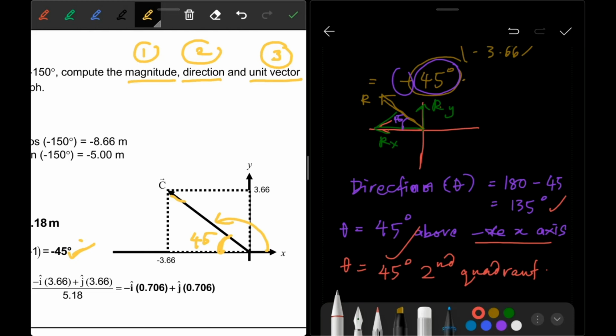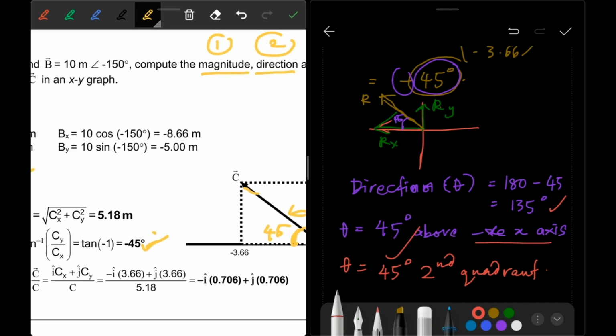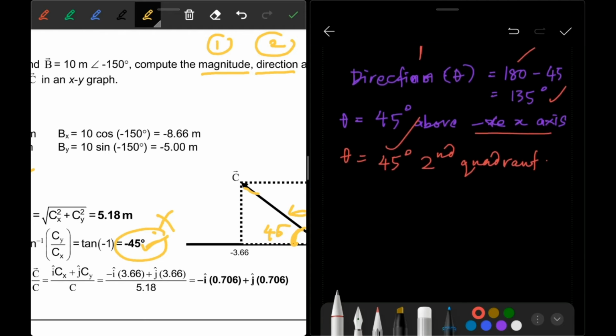So this is the direction of the resultant vector. You cannot take this one as the direction of the resultant vector. This is not complete yet. The step is not finished. Please make the correction. Continue with this one. This is the way you are going to state the direction. Okay, finish about the direction.